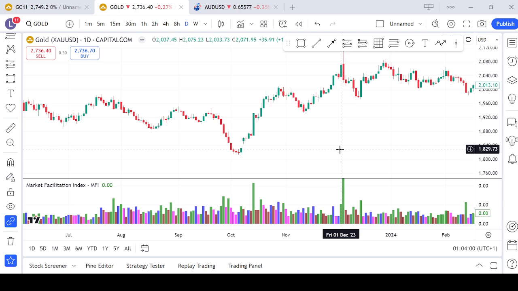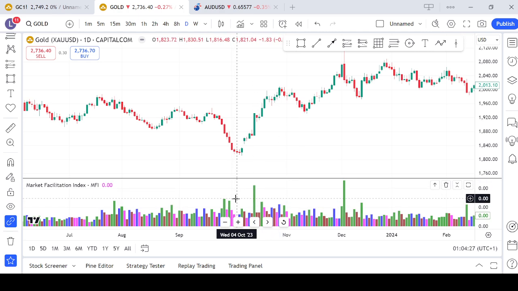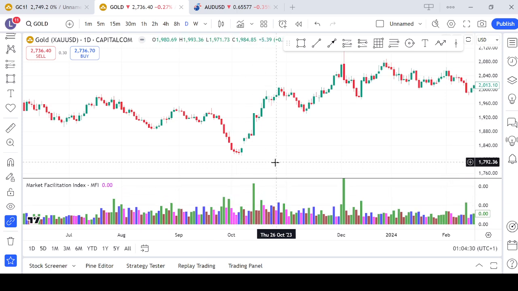So first, what is the Market Facilitation Index? The Market Facilitation Index is a technical analysis tool developed by a renowned trader, Bill Williams. It's designed to measure how effectively the market is facilitating price. In simpler terms, it tells you how well the market is doing its job of price discovery. So this is the MFI. You can see I've already attached it to my chart. This is the TradingView platform, and this is the AUD/USD daily chart.